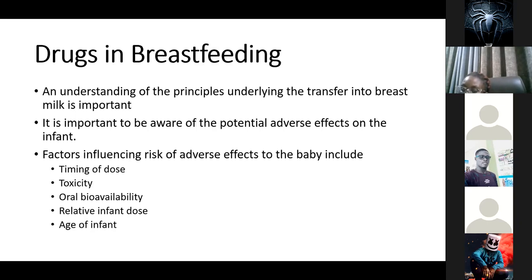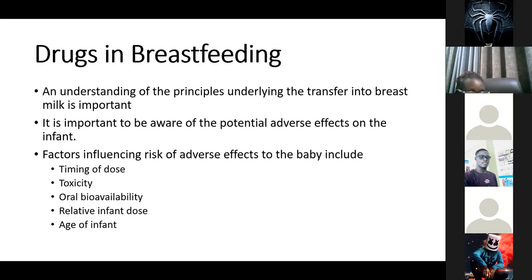And so once you know this, that is 10%, let me give an example. So gentamicin. Gentamicin is a medication that is given to both adults and children. So if you are giving the mother 80 milligrams of gentamicin, the relative infant dose is 10% of the adult dose. So that would be 8 milligrams.